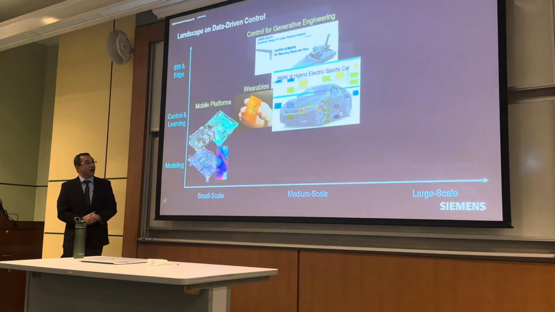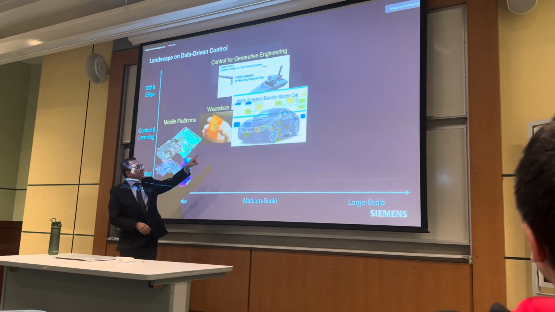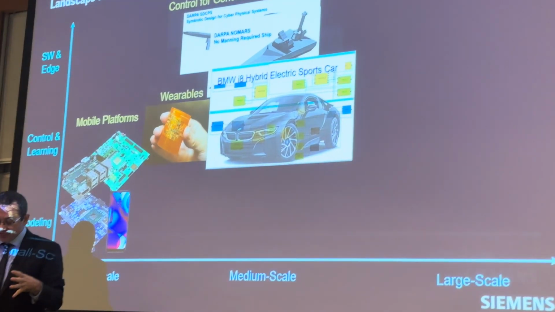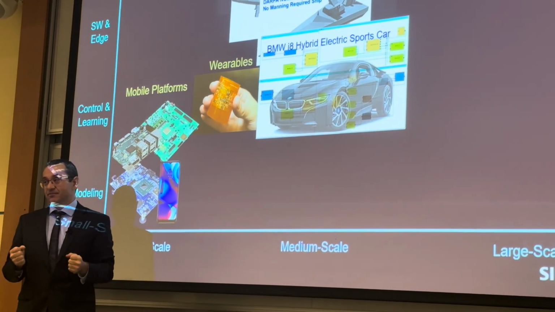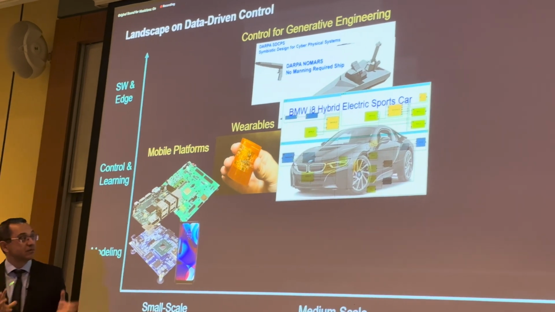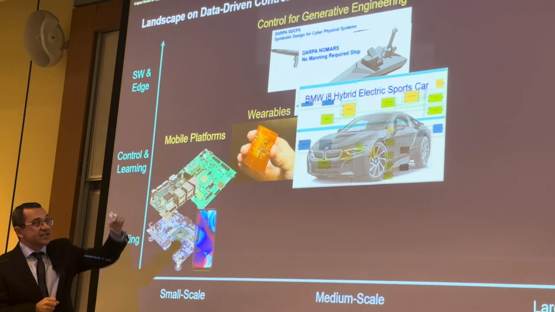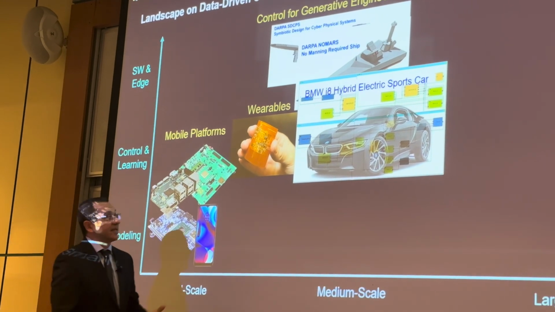Here, the medium scale is obviously a bit of a misnomer, because I am talking about medium scale per realized system. So it is a car, a ship, a UAV, relatively smaller things, right? And here, it is the control and learning aspects in terms of the tuning, so that part is good.